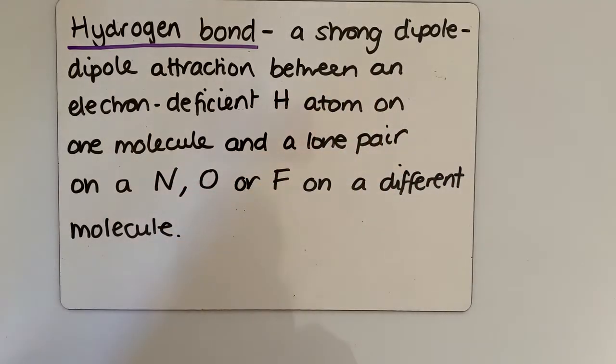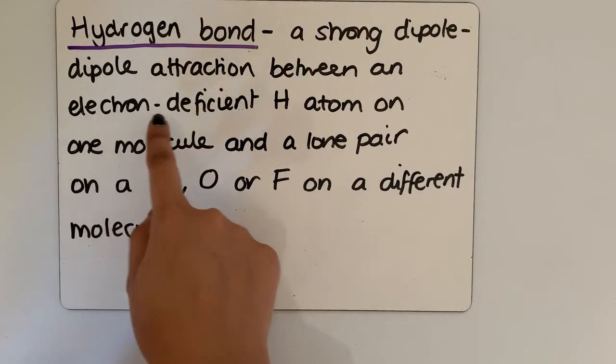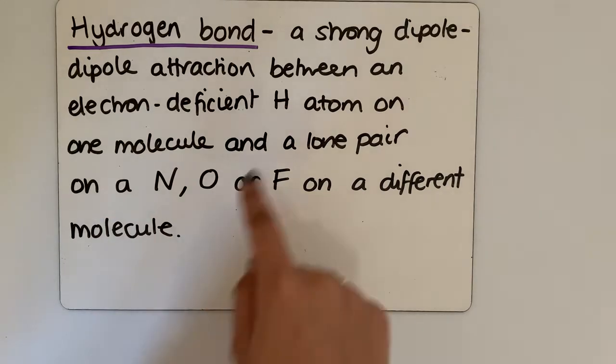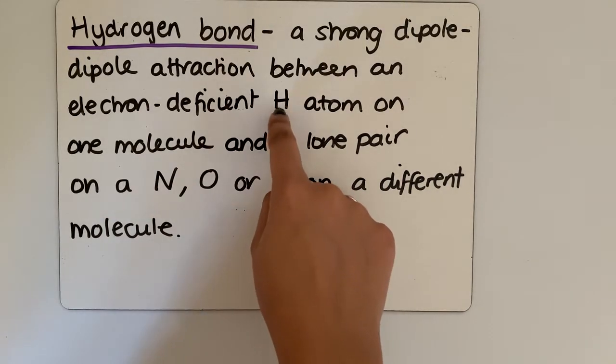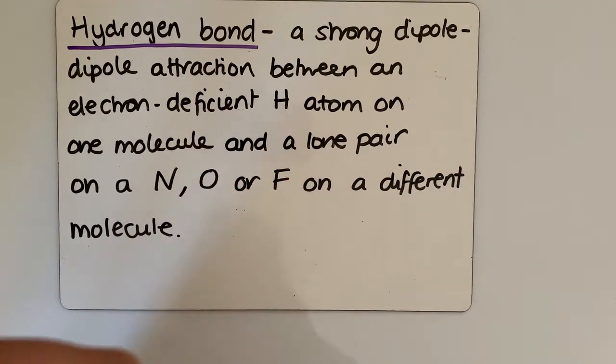So it's a strong dipole-dipole attraction between an electron-deficient hydrogen atom. So let me just explain the electron deficient part. If you're deficient in something, you're lacking in it. So electron deficient means that the hydrogen atom is lacking in electrons. So that means that hydrogen atom there is going to have a delta positive on it. Okay, so electron deficient H atom means it's a hydrogen with a delta positive.